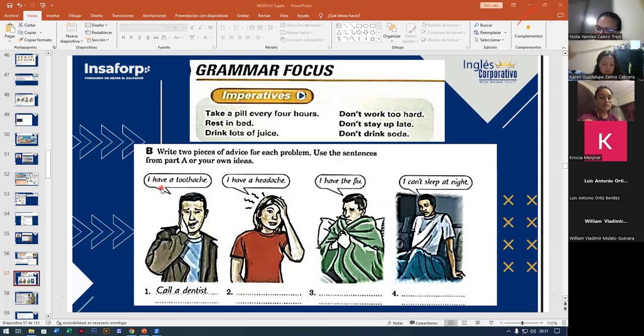For example, here it says, I have a toothache. What advice can you give? Call a dentist. Any other one that you can give? Any other advice? Mercedes? What advice can you give though? I have a headache. A toothache. Take a pill of ibuprofen. Ah, take ibuprofen? Okay.